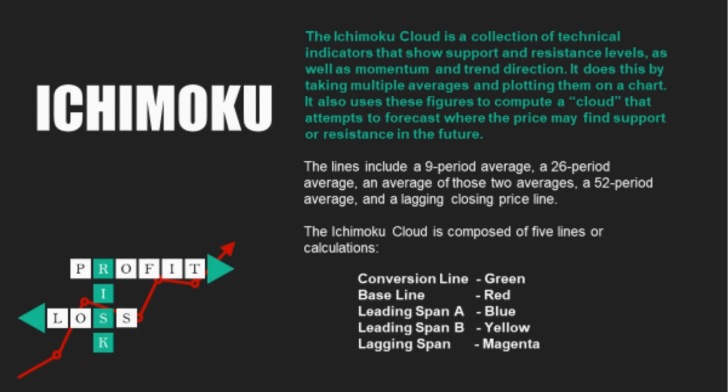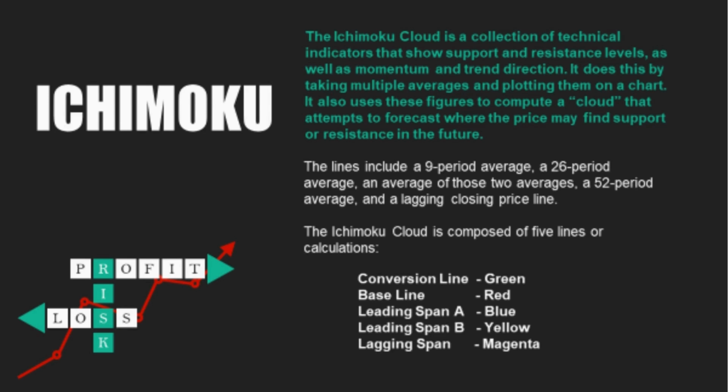So what Ichimoku particularly is, the Ichimoku is a collection of technical indicators that show the support and resistance levels, obviously, as well as the momentum and the trend direction, which all the technical indicators do. It does this by taking multiple averages and plotting them on a chart. I will show you the example in the next slide. It also uses these figures to compute the cloud that attempts to forecast where the price may find support and resistance, which is what technical analysis does.